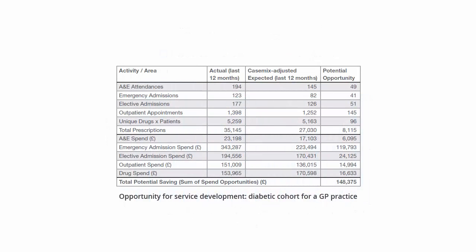Let's now look at the opportunity for cost savings when actual activity is compared with the expected activity that has been casemix adjusted. This table uses primary and secondary care data processed by the Johns Hopkins ACG system to show actual and expected activity and expenditure for a 12-month period for a practice's diabetic patients.